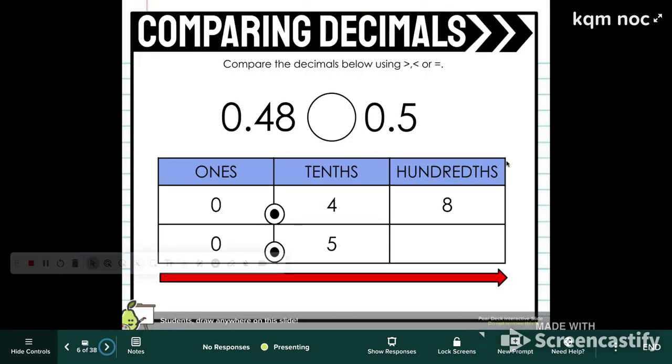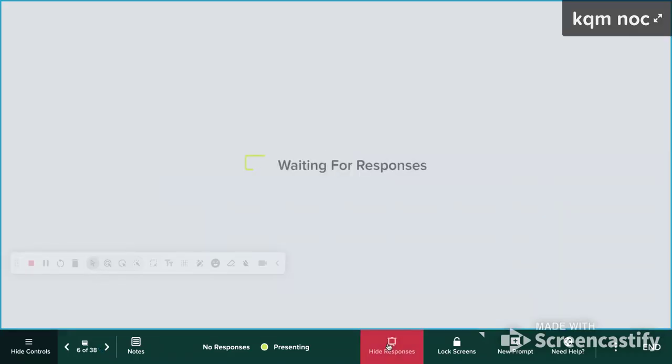Alright, so I want to move on. So now we have this chart. It says compare the decimals below using greater than, less than, or equal to. And the students all have their own slide and they can draw on this slide. So they can draw anywhere on this slide. So students compare the decimals, if you need to draw or do whatever you need to do to figure out which decimal is greater. And of course, their responses will show up here, once they have responses.